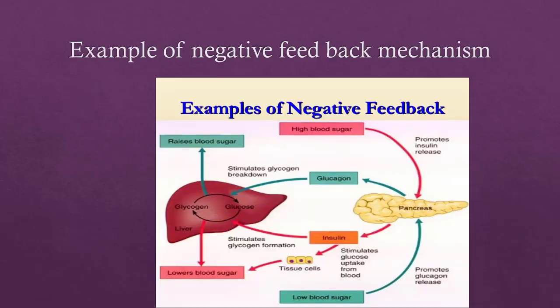Now we will discuss the example of negative feedback mechanism. So dear students, as you can see, this is the liver, pancreas. Liver and pancreas are most important organs of our body, and they produce different types of substances like insulin produced by pancreas, glucose and glucagon produced by liver.